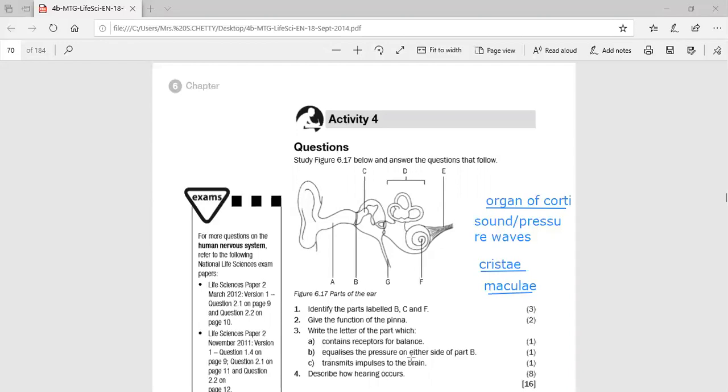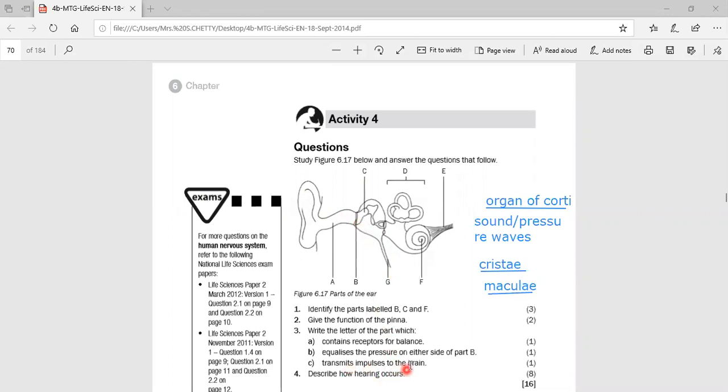Which one equalizes the pressure on either side of part B? That's your tympanic membrane, my dear children. Which one will equalize that pressure there? It would be your eustachian tube. It can either suck up air or expel air to equalize the air pressure on either side of the tympanic membrane. That means here and here, because both these areas are filled with air, isn't that so? So the air pressure there must equal the air pressure there.